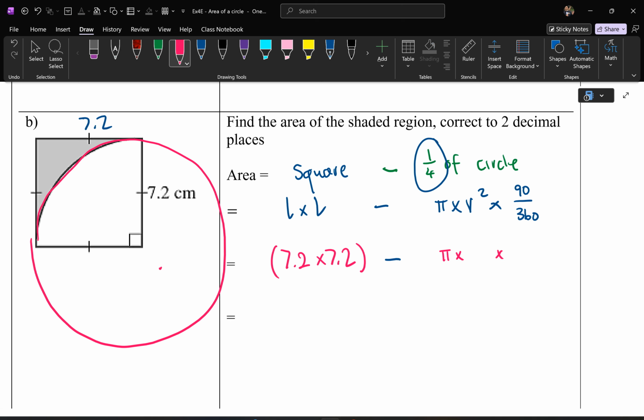No, radius. 7.2. Can you guys see this is the center, and from here to here is actually the radius as well. This is also a radius. Yeah, so it's hard to picture. Try to draw the full circle, you might be able to see it. But the radius is actually 7.2, so it should be 7.2 squared, and then 90 over 360.